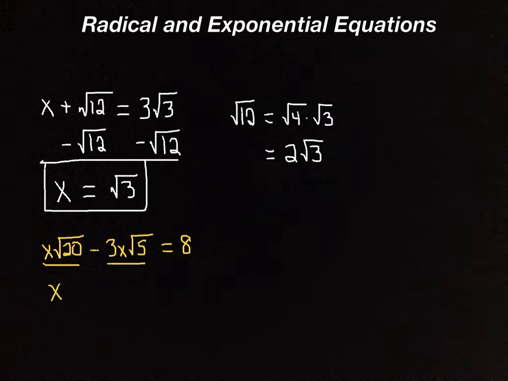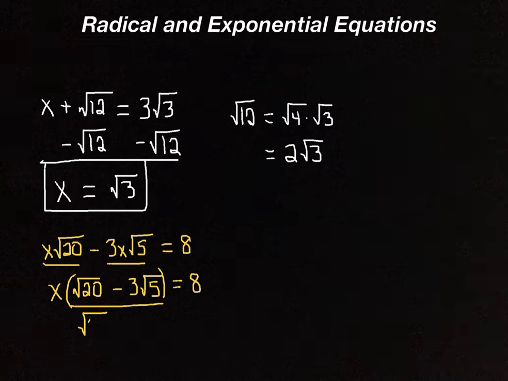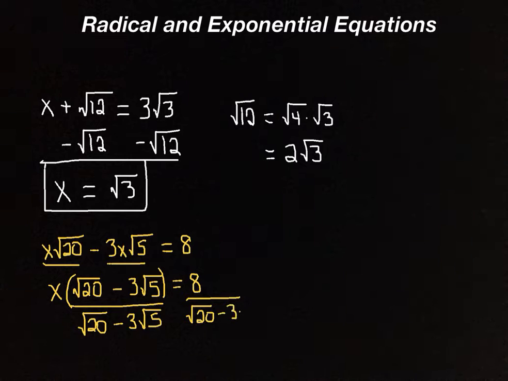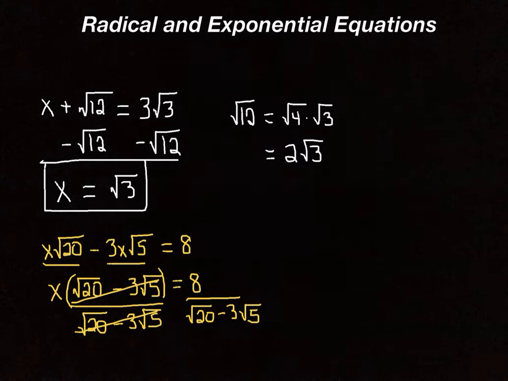So x times the square root of 20 equals x square root of 20, and x times minus 3 square root of 5 equals negative 3x square root of 5, equals 8. Now that I have it factored, I can divide both sides by the square root of 20 minus 3 square root of 5. And this, I have just x.